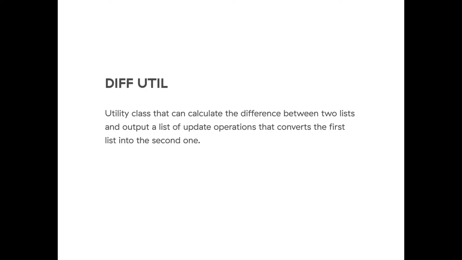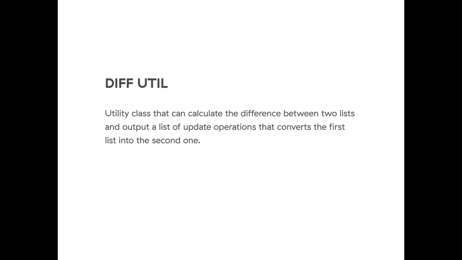So DiffUtil is a utility class which is part of the Android support library, and I think it was first announced 2 months ago, something like that. Its main goal is to calculate the difference between the original list and the new list, and its output is the list of operations that converts the first list into the second one. So it should help solve the problem of updating the content in our data.